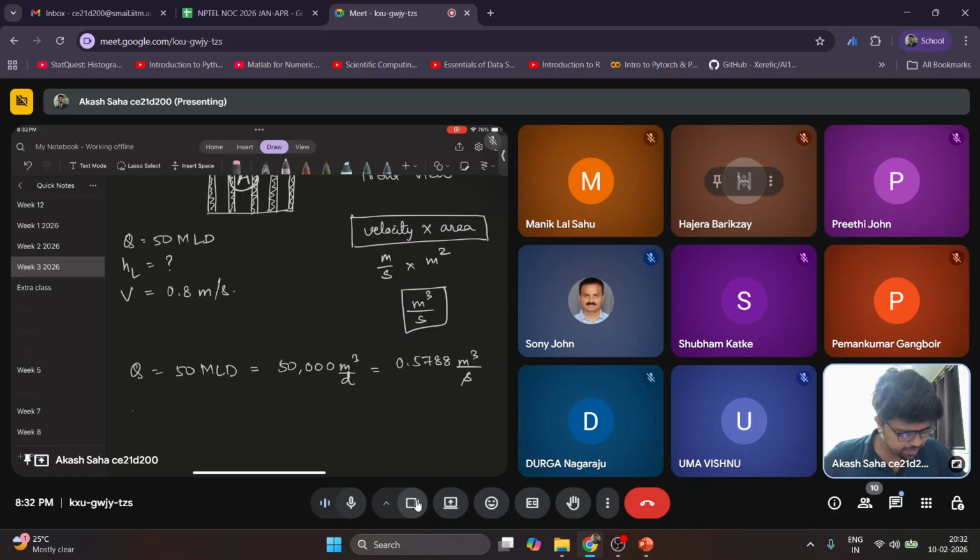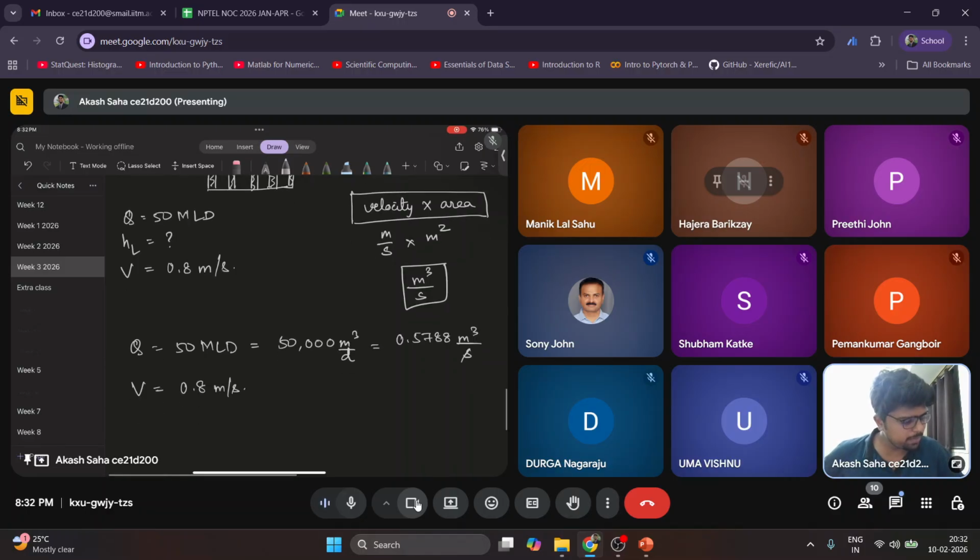Now V, that is the velocity through the screens, is 0.8 meter per second. It is given. So what will be my A? A will be equal to Q by V. So 0.5788 divided by 0.8. So it will be 0.72 meters square.